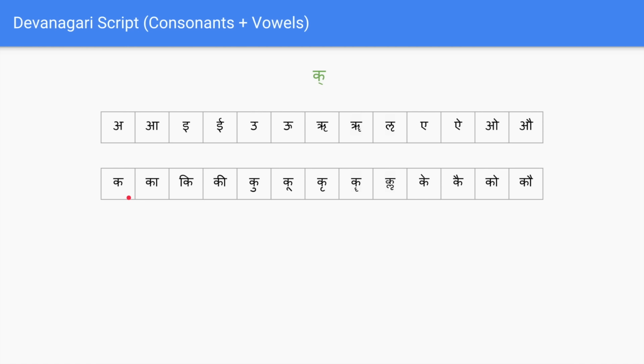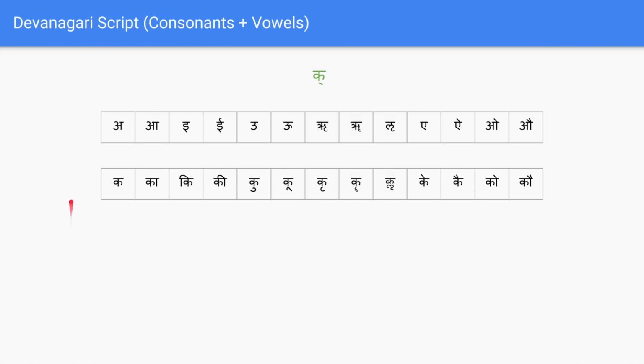In the script also, there are little smaller symbols added after ka that signify the pronunciation. A small vertical line becomes a, ka; a small symbol like this becomes ki, and on the right-hand side becomes ku. So you can observe that a small symbol added to the ka gives a different pronunciation.